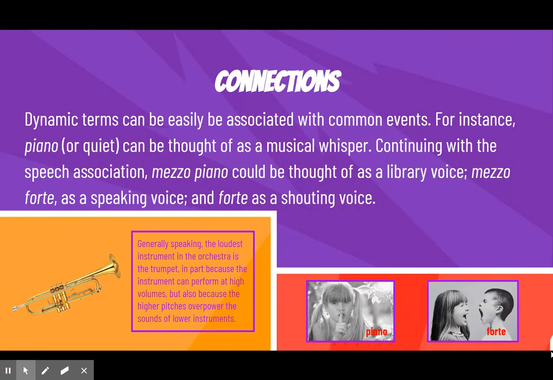Dynamic terms can easily be associated with common events. For instance, piano can be thought of as a musical whisper. Continuing with the speech association, mezzo piano could be thought of as a library voice, mezzo forte as a full speaking voice, and forte as a shouting voice.